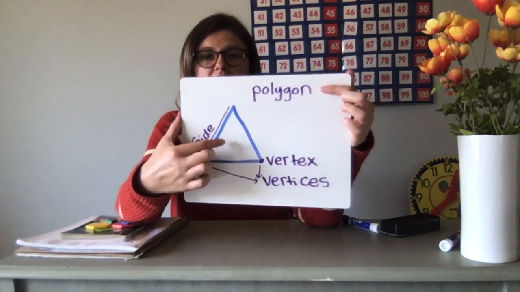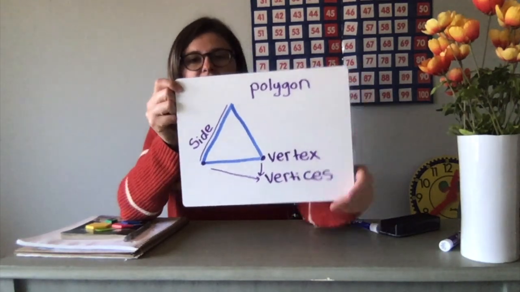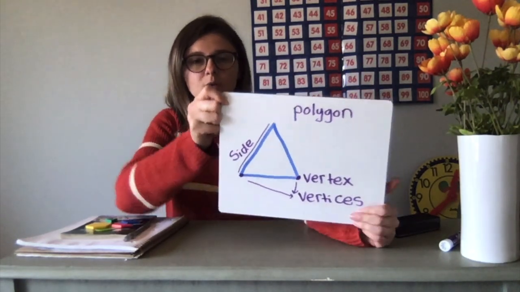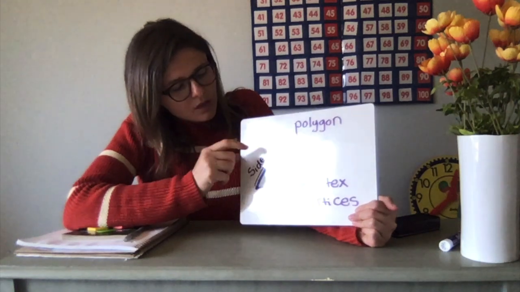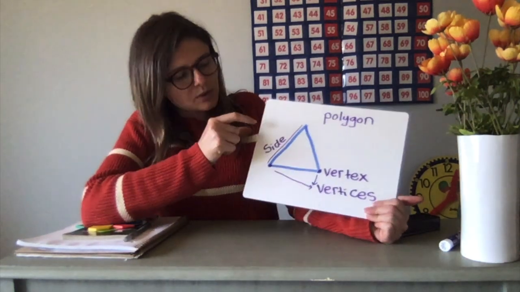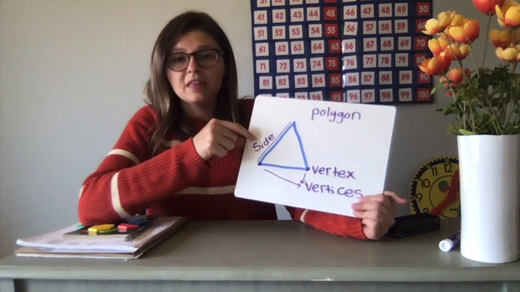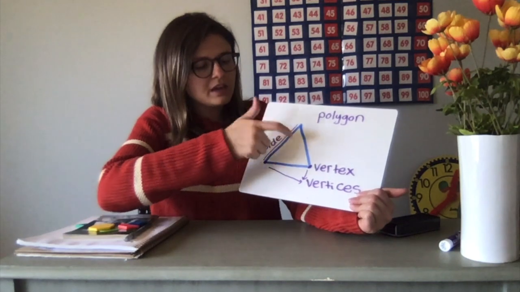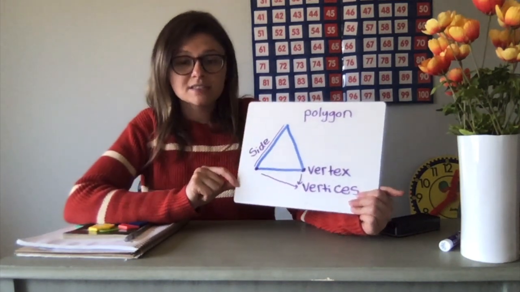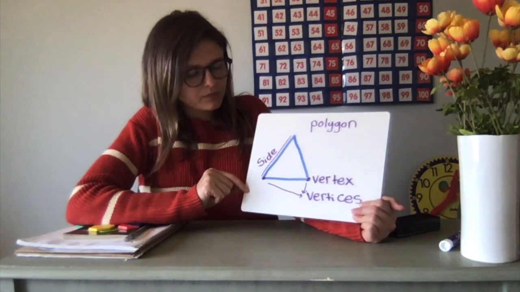So what I drew here is a polygon. The type of polygon it is called a triangle. In this triangle, there are 3 sides. I labeled this one here side. So in the triangle, there are 3 sides. Now, sides have to be straight lines in a shape.